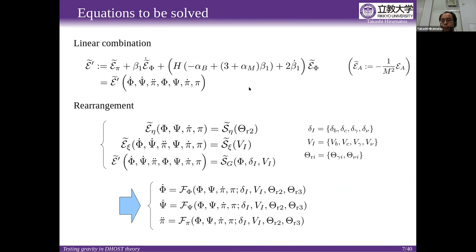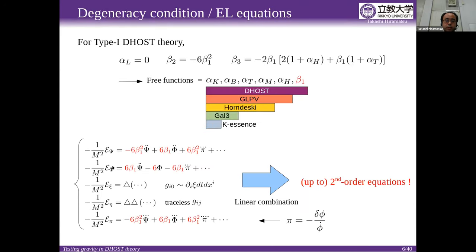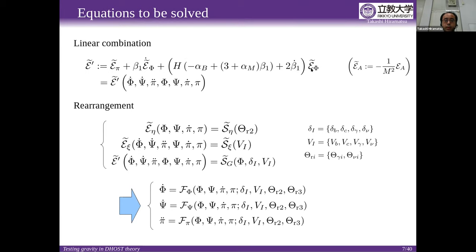There are many ways to take the linear combinations, but here we have this combination. This is this one, and this one is the time derivative of the second equation. And the third one is the second equation with this factor. Then we get the second order derivative equations. So rearranging these equations, we get three ordinary differential equations for the metric perturbations and the scalar perturbations, like that.